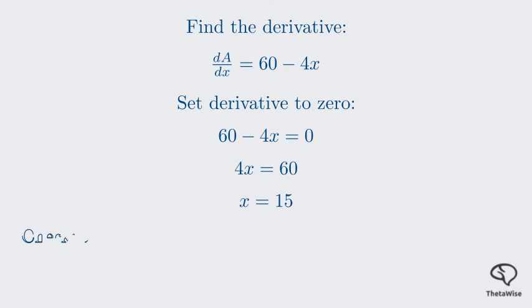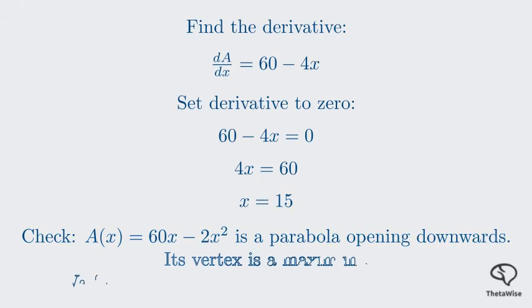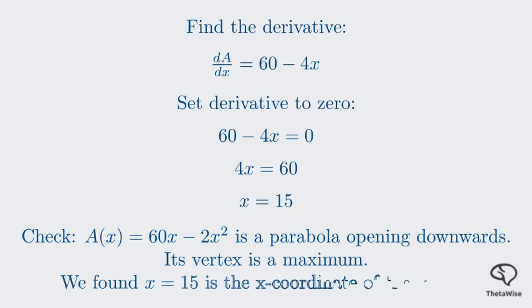A quick check. The area function A of x equals 60x minus 2x squared is a parabola opening downwards. Its vertex represents the maximum point. We found the x-coordinate of that vertex is 15. This confirms it's a maximum, not a minimum. We found x, which is one of the dimensions we needed. Now we need to find y and the maximum area itself.